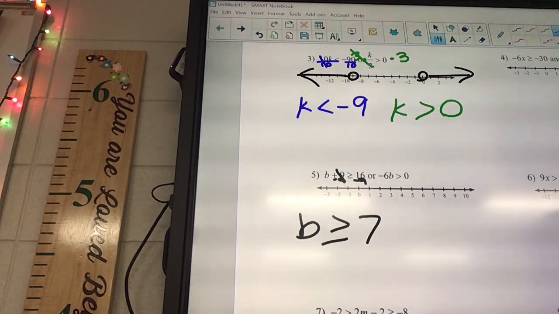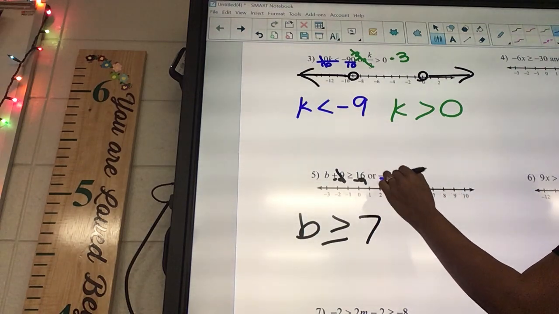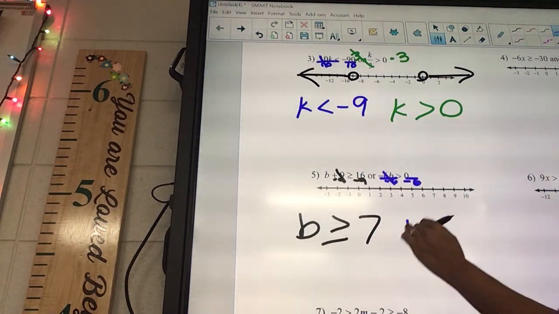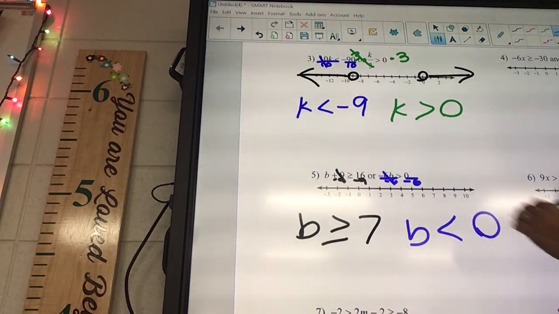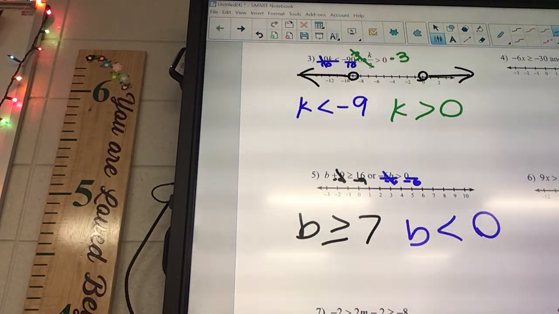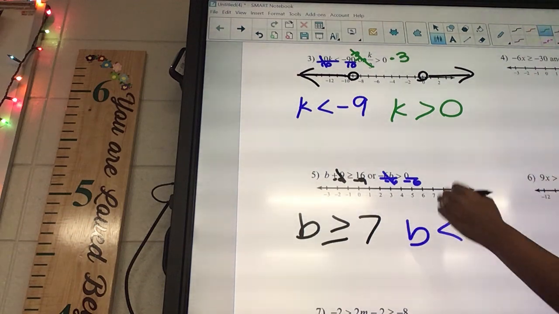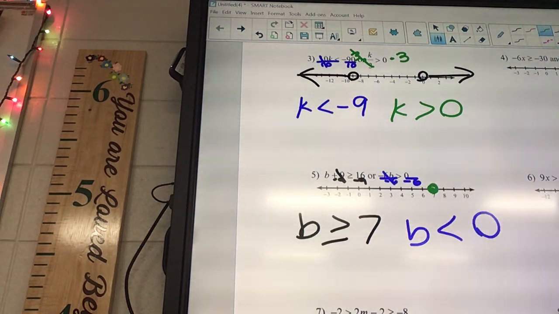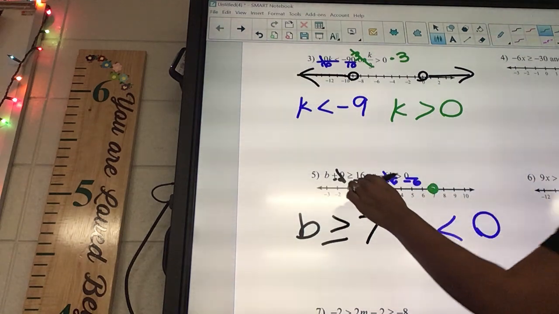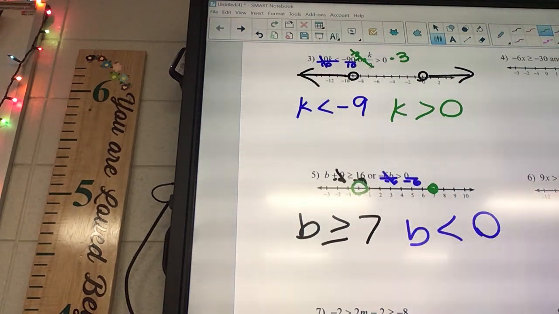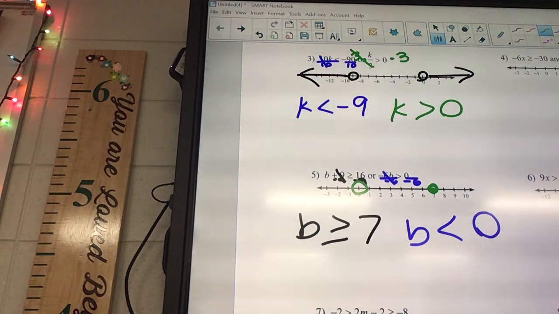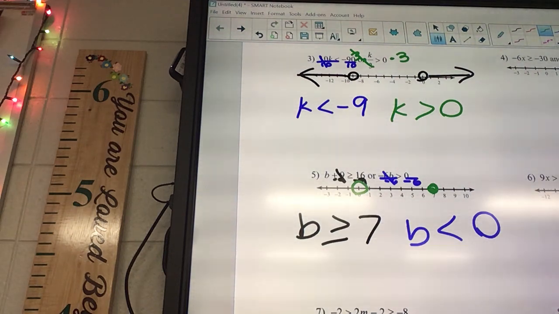What needs done? Divide by negative 6. Do we need to flip? Yes. Okay, now it's going to be going this way, okay? And 0 divided by negative 6 is still 0, but you do need to flip, otherwise your lines are not going to be going in the correct direction, okay? On the 7, is that going to be open or closed? Closed. Okay, what about the 0? Open. Okay, is this an and or an or? Or, so is it going to be pointed in or out? Out.